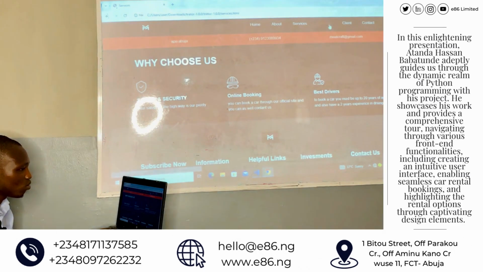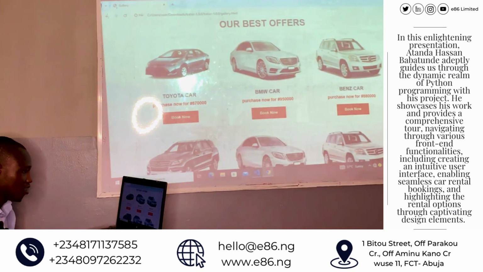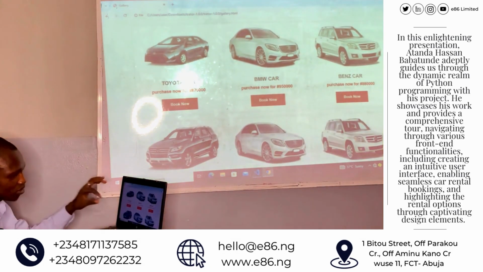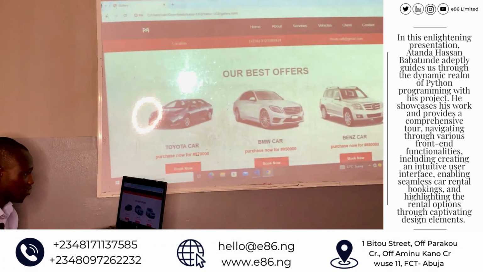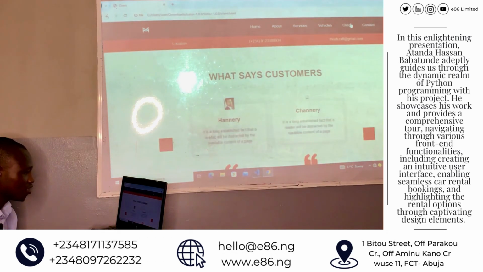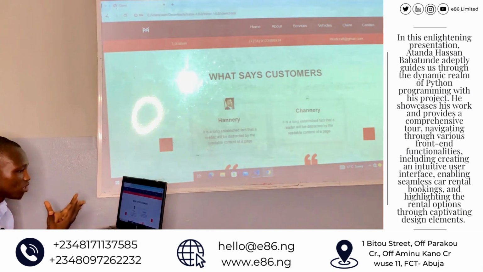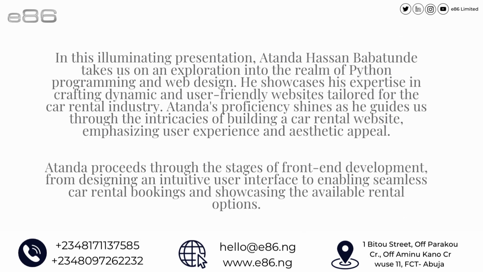Then the vehicle, this is the part whereby you buy your car. You can actually see I wrote it here, purchase now, and these are the prices. Clients is also telling us about what they think about our website, and contact us is where.